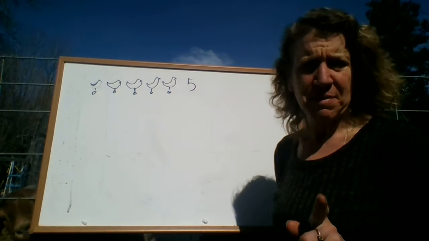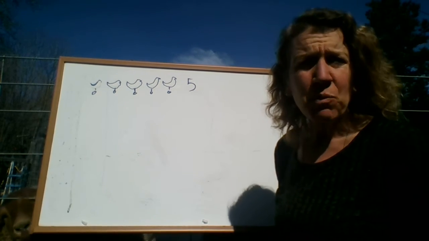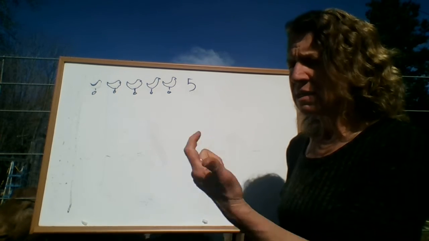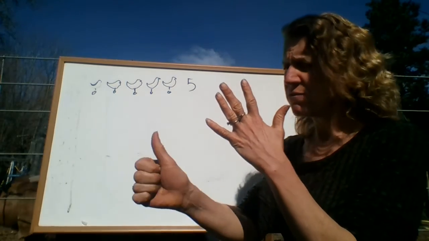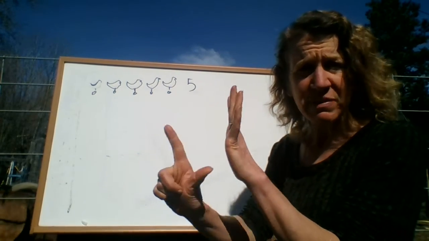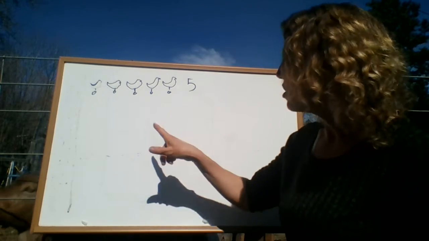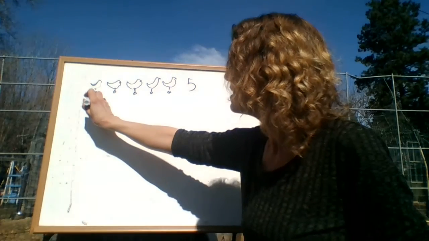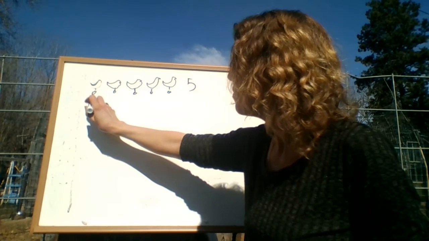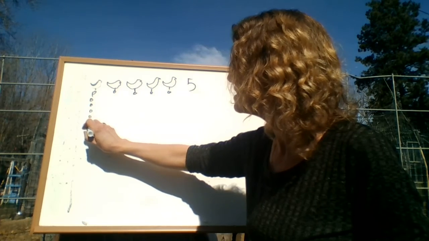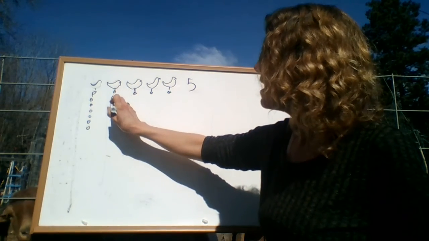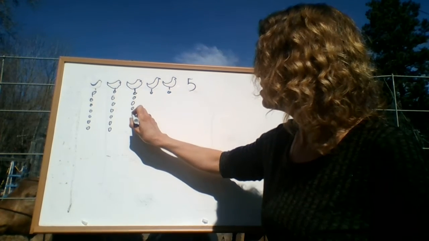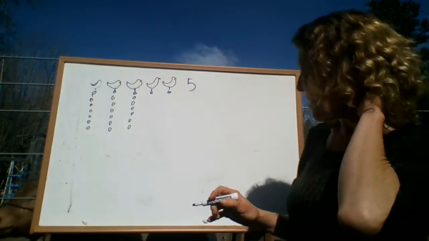But the question didn't ask about 1 day. The question asked if it was a whole week. So let me see, how many days are there in a week? Sunday, Monday, Tuesday, Wednesday, Thursday, Friday, Saturday, and then we start again. 7 days in a week. So if I have 5 eggs on 1 day, then I have to say that there's going to be 7 days. 1, 2, 3, 4, 5, 6, 7 eggs from this chicken, and 7 eggs from this chicken, and this chicken, and so on.